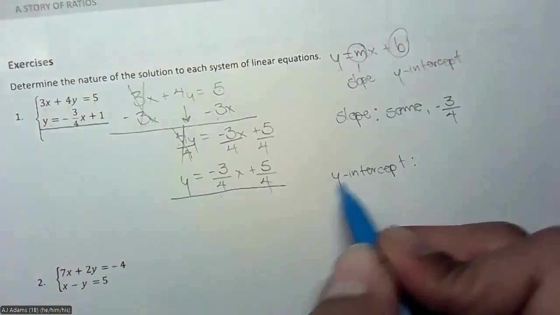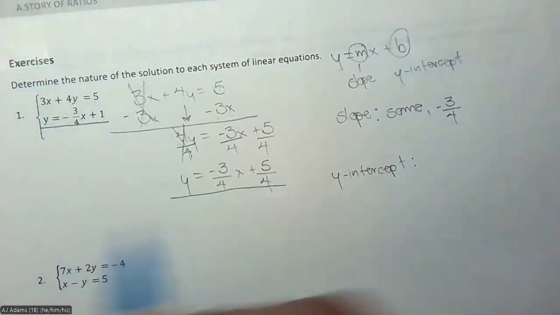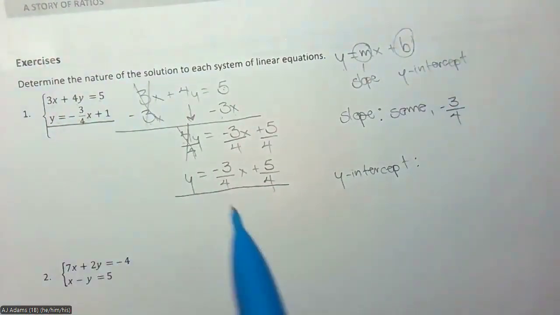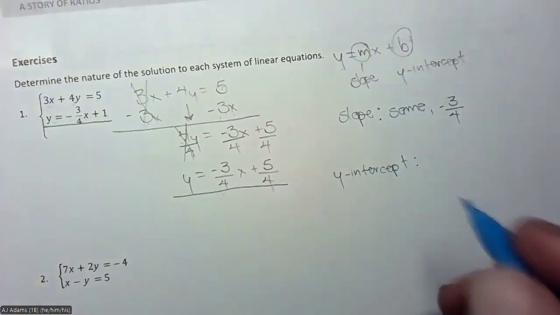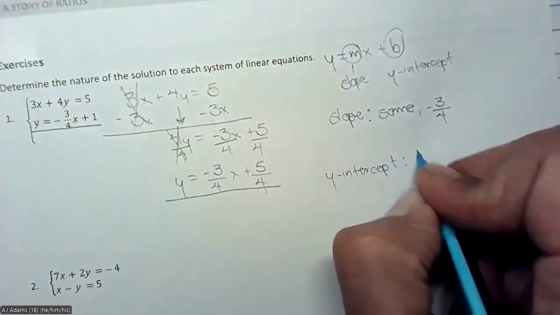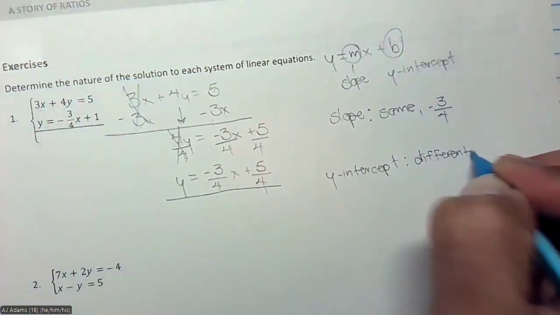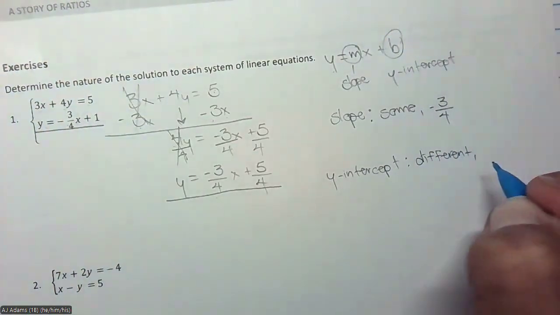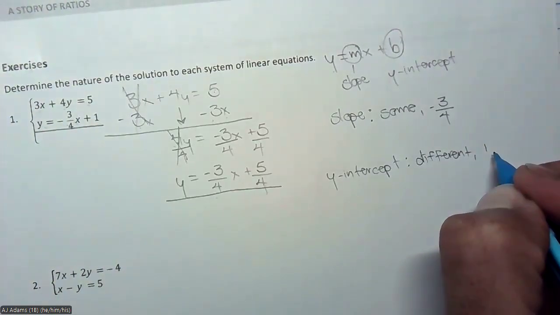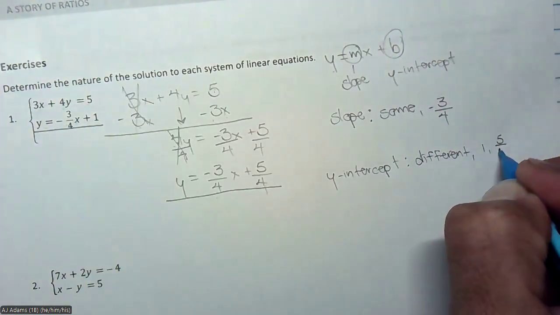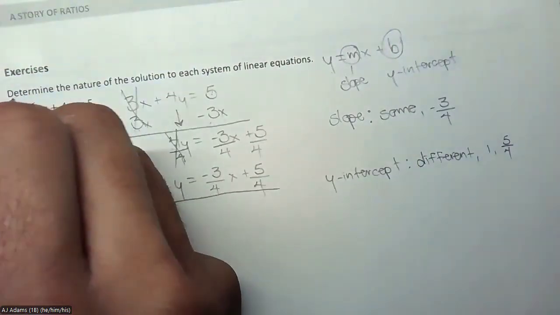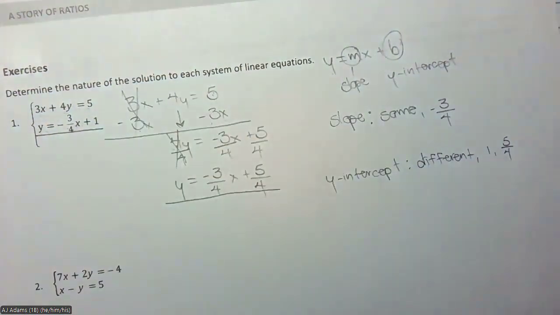And now we should compare the y-intercepts. So the y-intercept for this equation is 1. The y-intercept for this equation is 5/4. So let's write different. And we'll write the y-intercepts, which are 1 and 5/4. And now we can do this part, which says determine the nature of the solution.